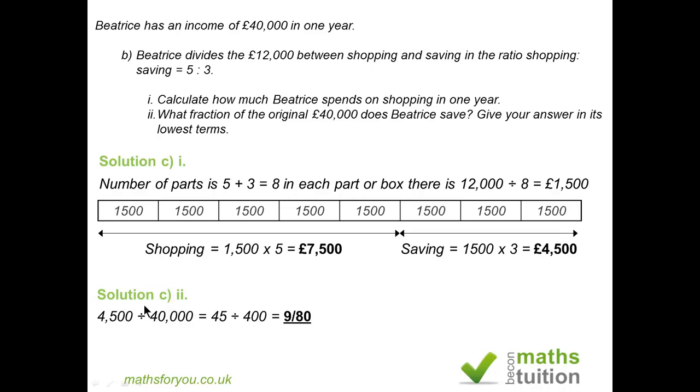Okay. Now next we are asked to show her savings, which is £4,500, as a fraction of her income. So if we divide 4,500 by 40,000, we get 9/80. Now, this is a fraction, and if we were asked to show this as a percentage, we would then have multiplied this by 100. But in this case, we are asked to show our result as a fraction, and 9/80 is correct.